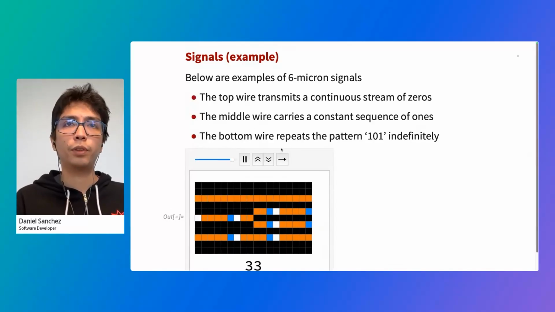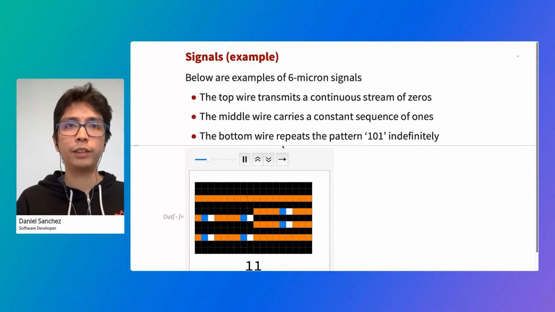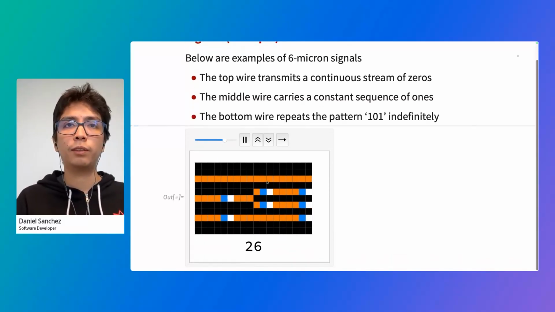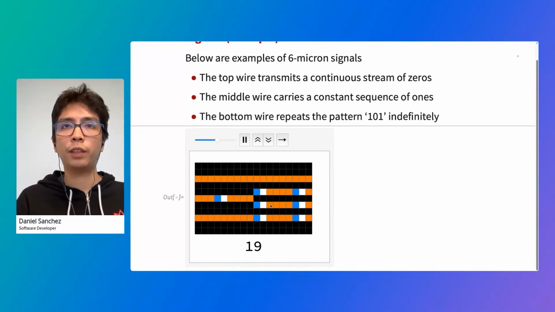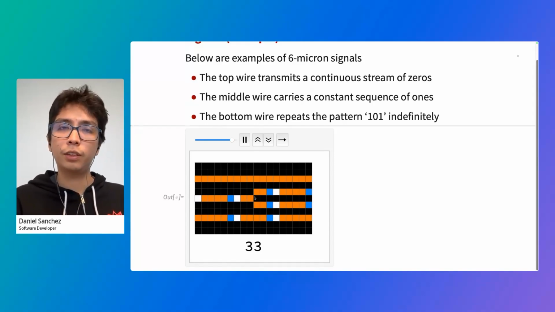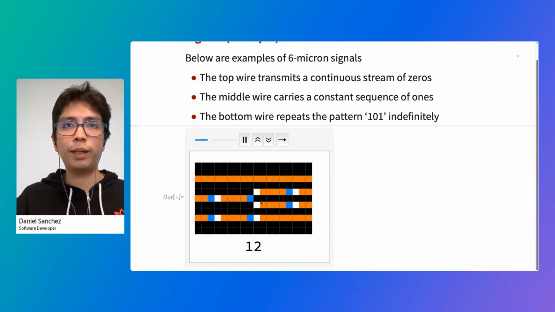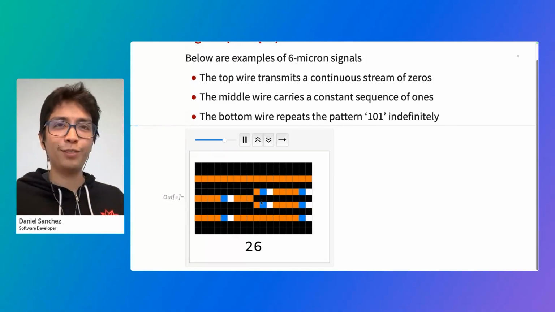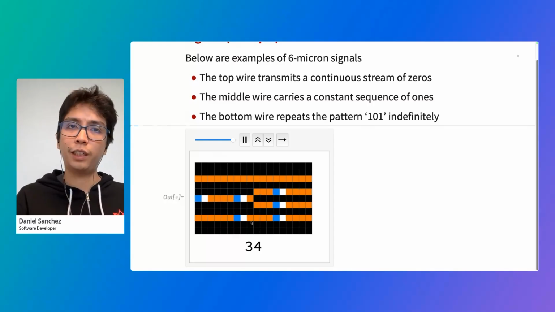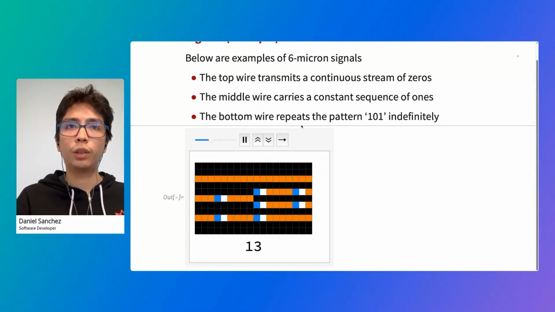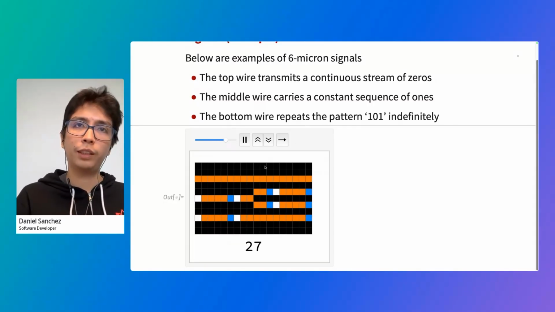Here are some examples of some wires. The top one carrying a continuous stream of zeros, the bottom one a continuous stream of ones, and you notice that we can divide the electrons. This won't happen in real life, but you can do it here. And the bottom wire, if you look at this cell here, it's carrying 101 indefinitely.